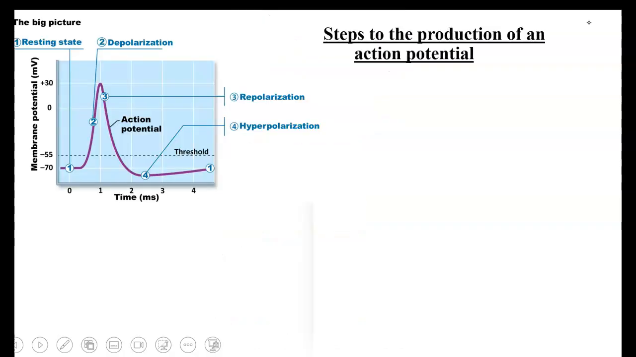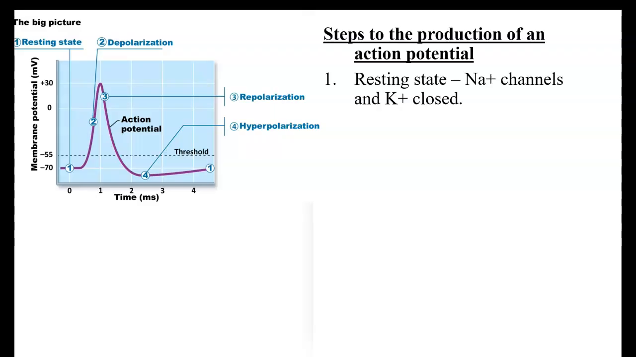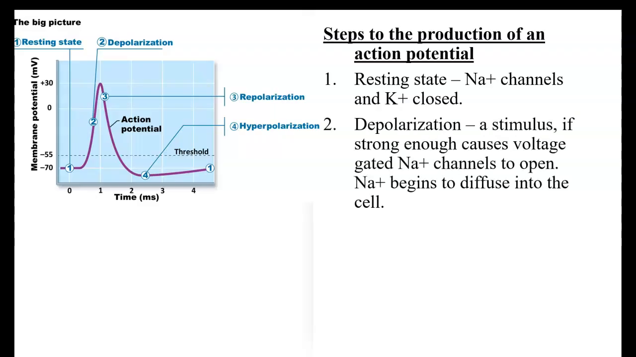Steps to the production of an action potential. First step, you're going to have a resting state, and that's going to be where sodium channels and potassium channels are going to be closed. And so that's what you see in part 1 there.